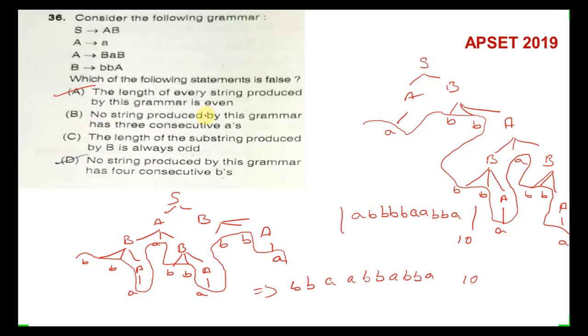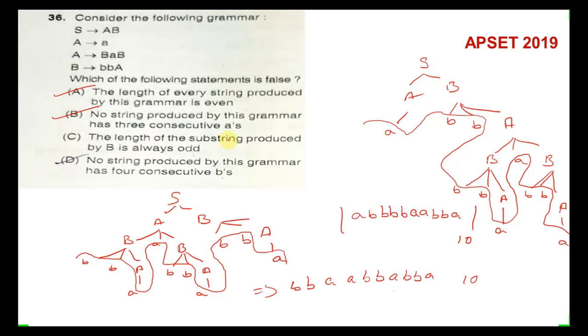And no string produced by this grammar has 3 consecutive A's. So here observe that no string produced by this grammar has 3 consecutive A's. So what are 3 consecutive A's? Is there any 3 consecutive A's here? No, there are no 3 consecutive A's. So there is no string which contains 3 consecutive A's, so option number B is also the true one.